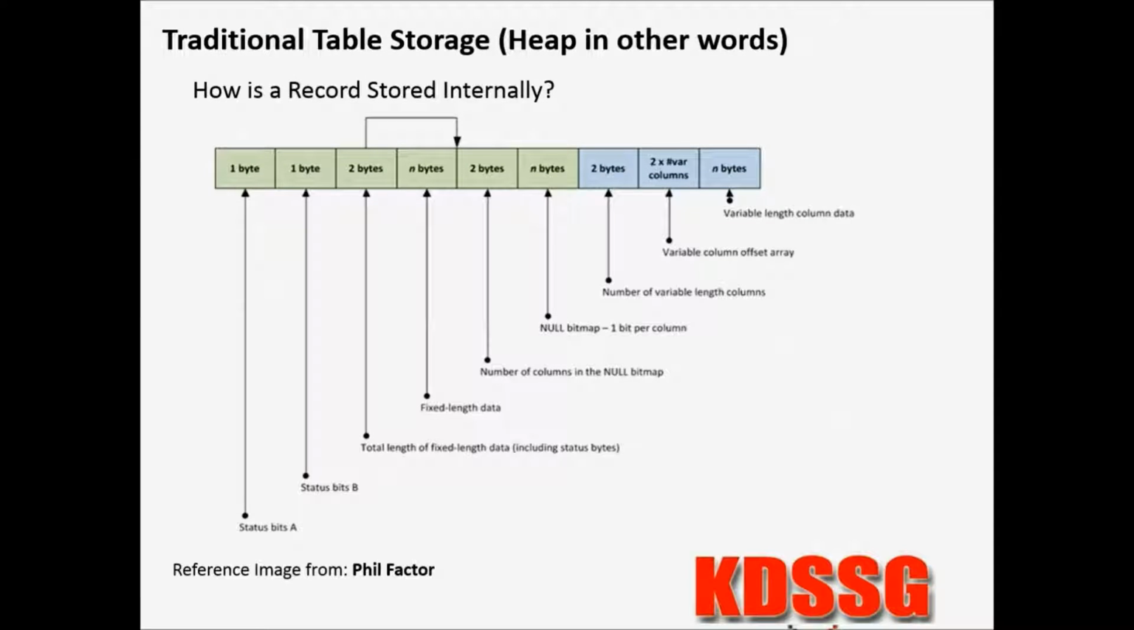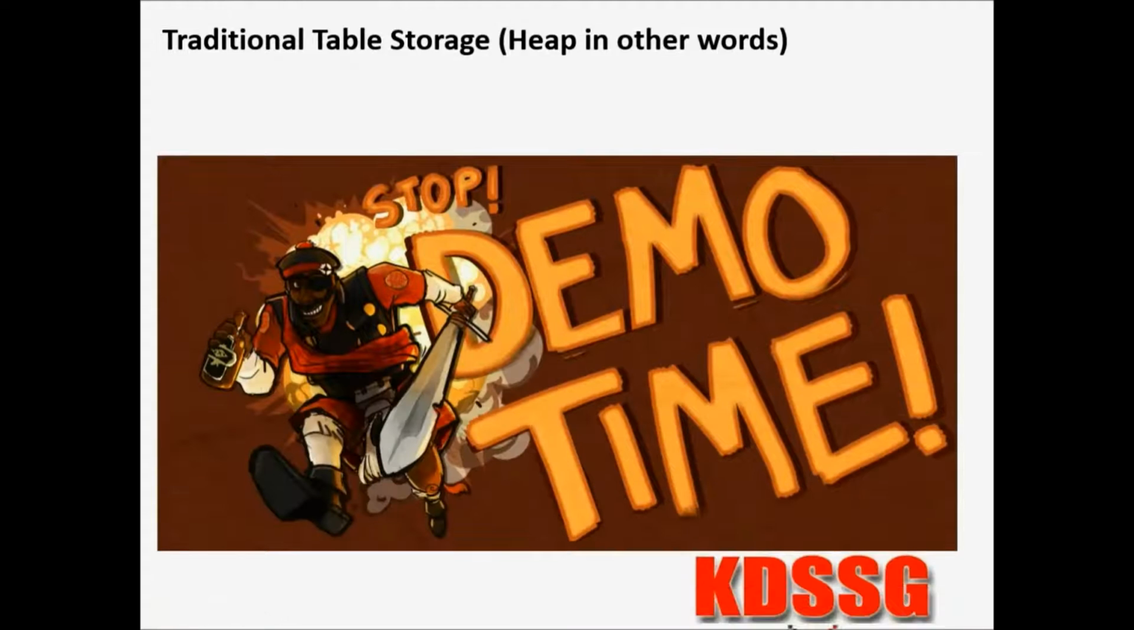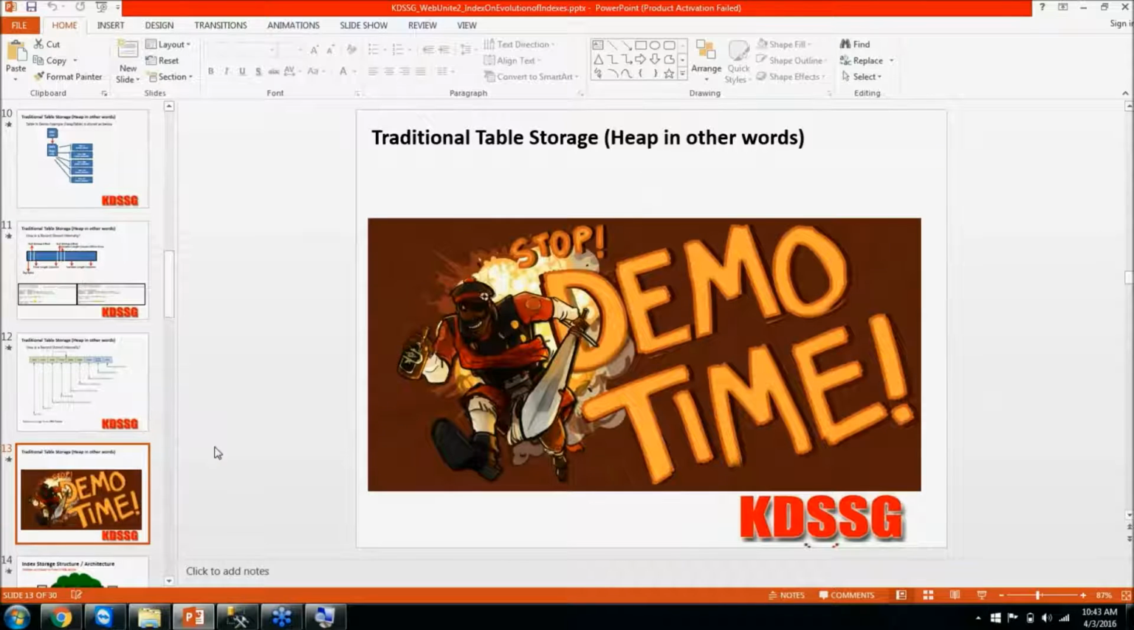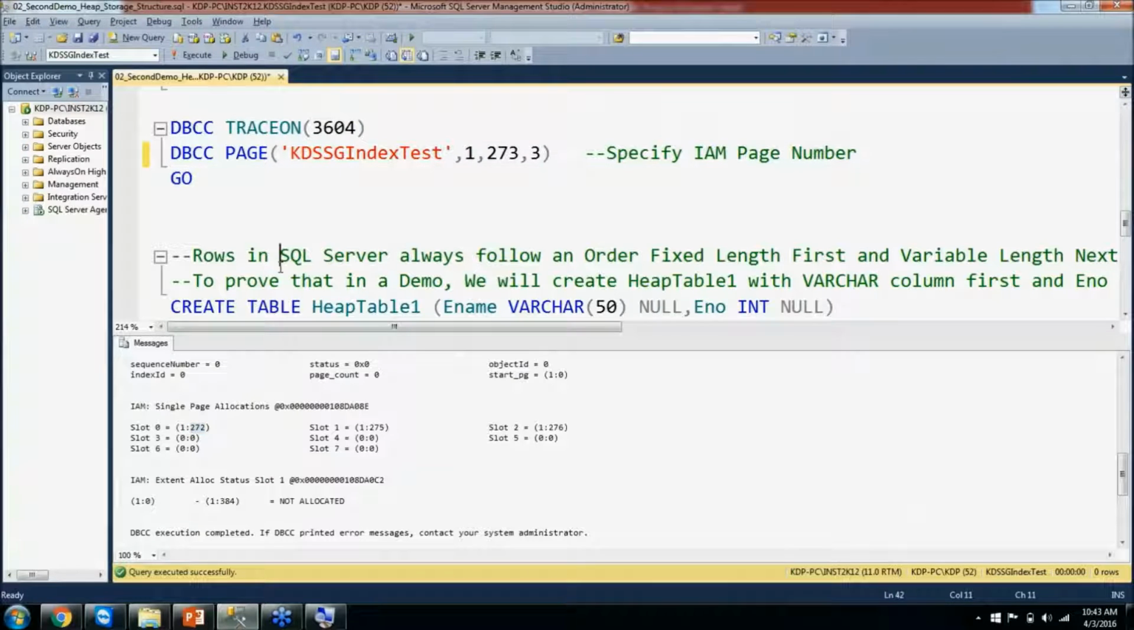This is how it looks. I picked it up from a SQL website, a blog, which is a very nice reference by Phil Factor and a few other authors. Whenever you store a record in a table internally inside a page, the first 1 byte is given for status bits, also called tag bits. The next 1 byte is given for status bits B, and then you store your fixed length columns, then null bitmaps, and then your variable length columns. So fixed is stored first, variable is stored next.